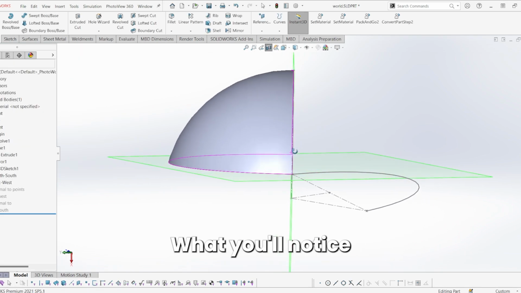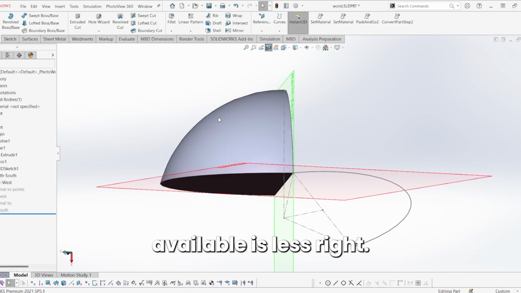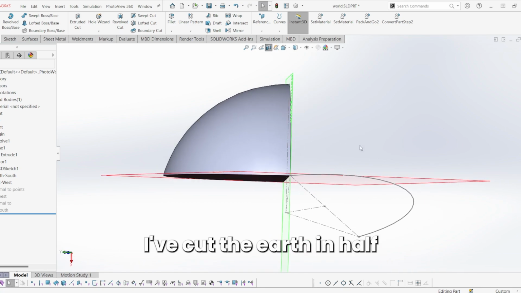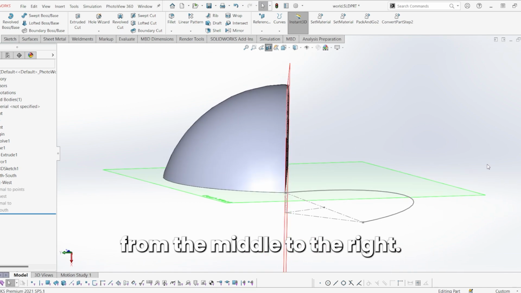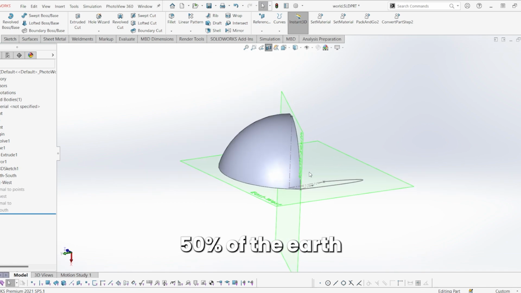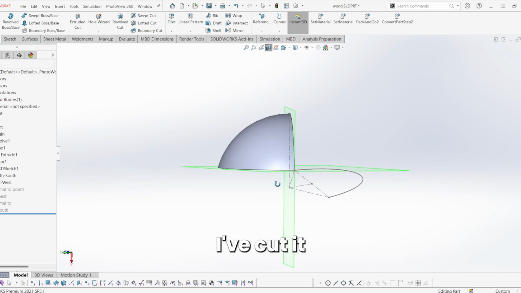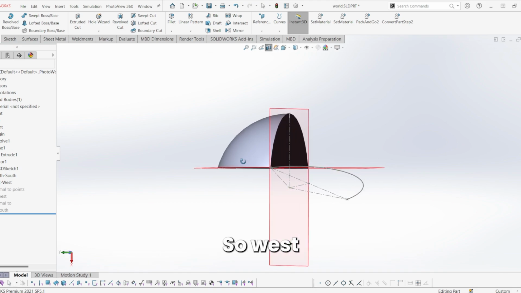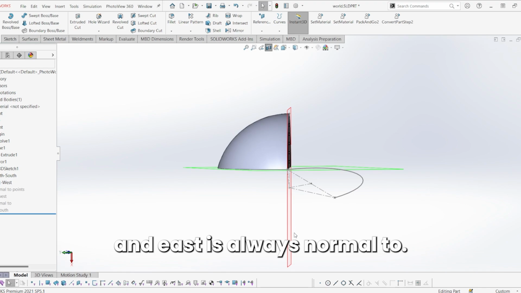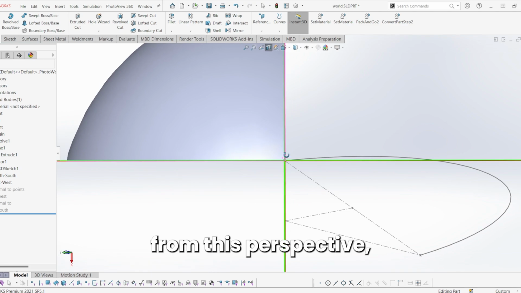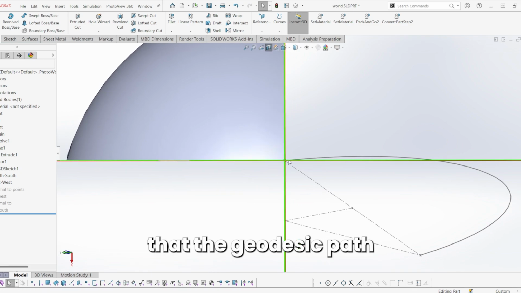What you'll notice is that the amount of earth available is less, right? Because I've cut the earth in half from the middle to the right. That part of the earth is gone, and instead of just cutting 50% of the earth up to the normal plane here, I've cut it normal to the plane of the north-south pole here. So west and east is always normal too. So I've cut it up from the point that I am at. If you look at it from this perspective, then you see that the geodesic path is slightly above east.